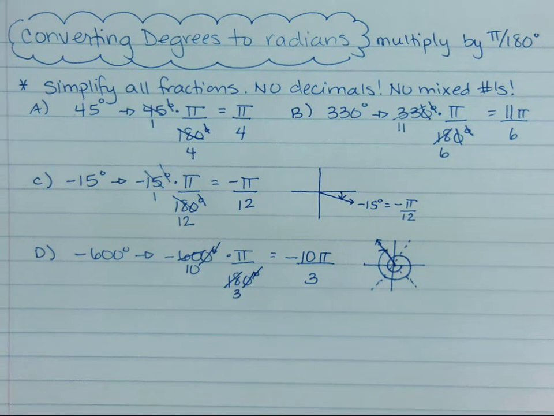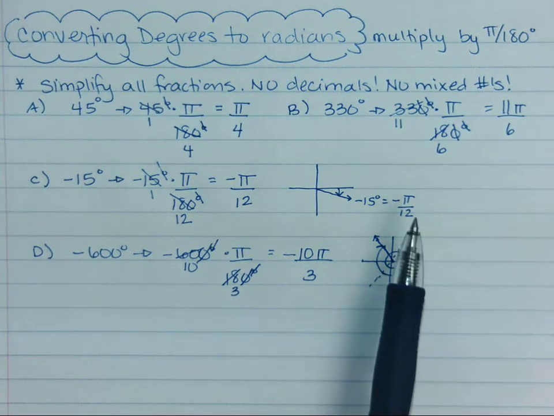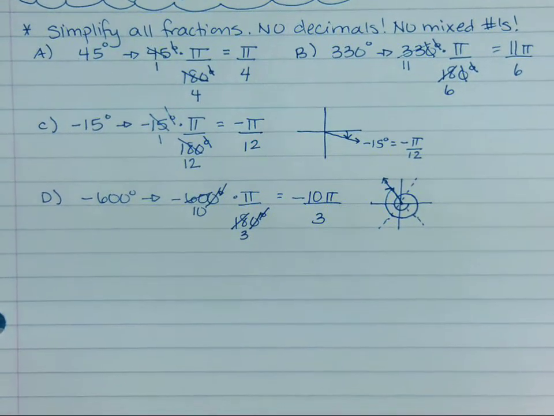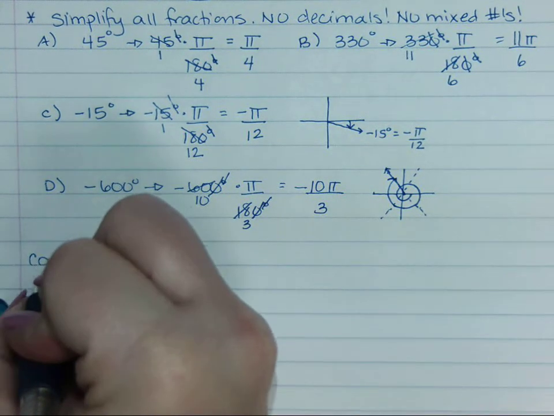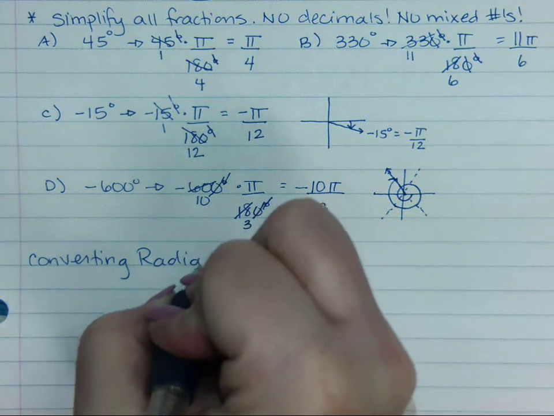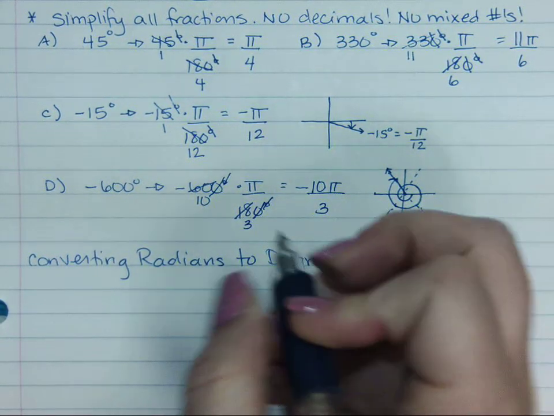So what if, though, we are given a radian and we want to convert to degrees? Sometimes it's beneficial to have the radian unit. Sometimes we need to be able to have the opposite. And so that's going to be the next part, converting radians to degrees. So you're just going backwards.